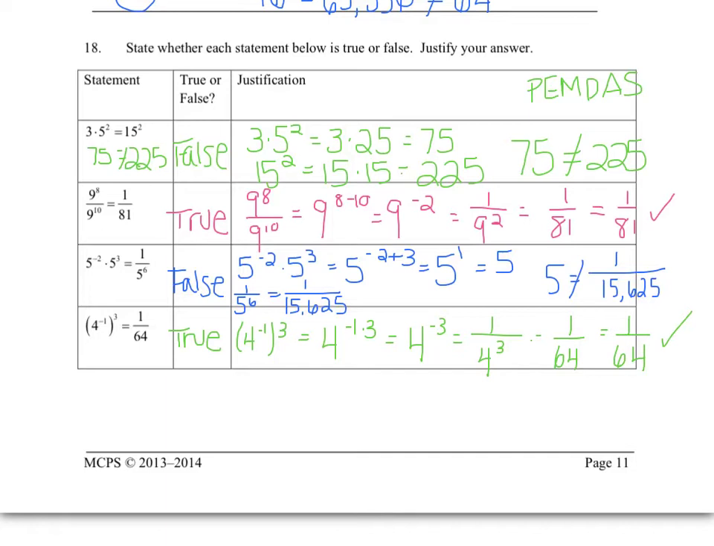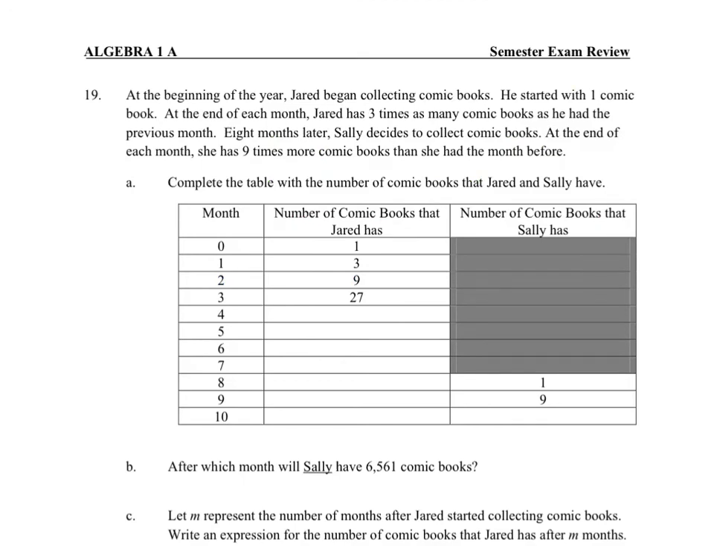For our next problem, number 19, at the beginning of the year, Jared began collecting comic books. He started with 1 comic book. So at 0 months, he started with 1 comic book. At the end of each month, Jared had 3 times as many comic books as he had the previous month. So we can see that we're multiplying by 3 to get each next term. 8 months later, Sally decides to collect comic books. At the end of each month, she has 9 times more comic books than she had the month before.